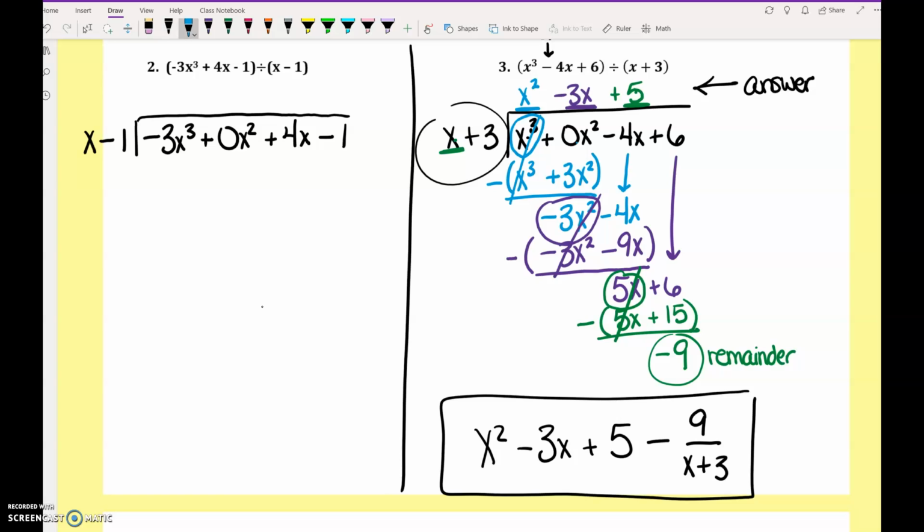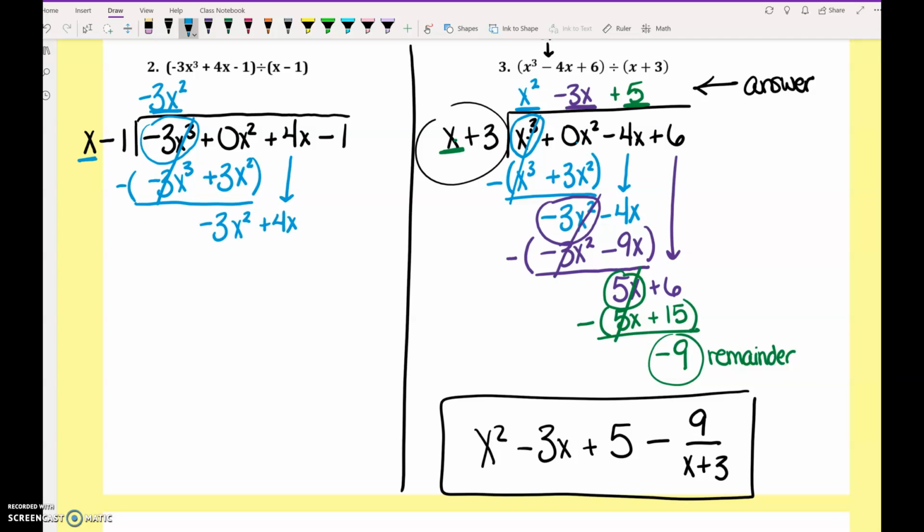Okay, first round. We're looking at negative 3x to the third. We need to do x times something to give us negative 3x to the third. So we need the negative 3, x to the, how many x's do we need to go from x to the third? 2 more. Now, multiply this and write it underneath. I want to see if you can do that step on your own. Pause the video. Then we subtract. The first part cancels. 0 minus 3 is negative 3x squared.